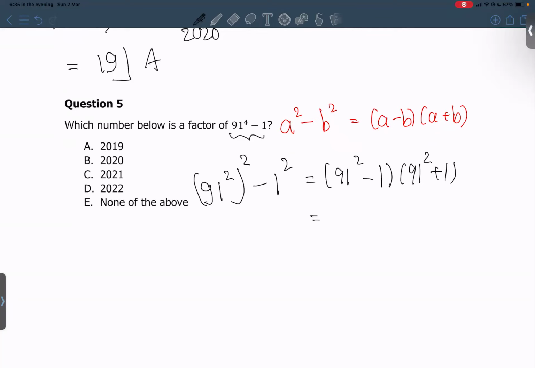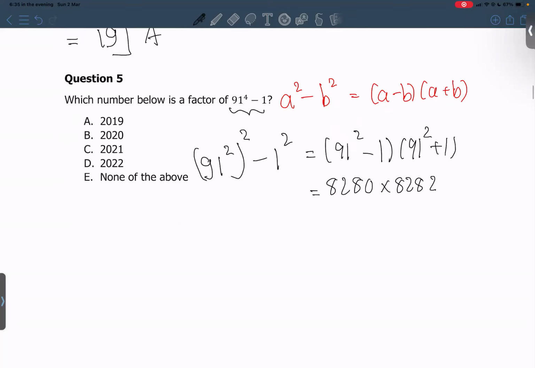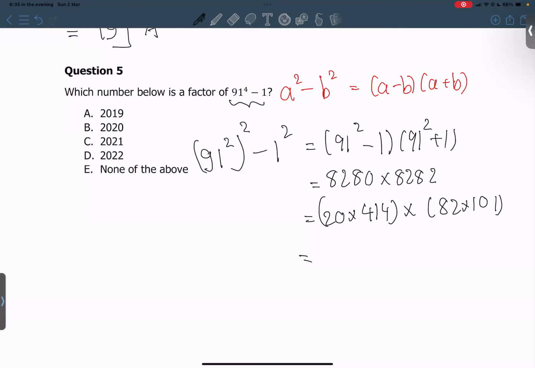And if you calculate 91 squared minus 1 and plus 1, you'll get 8280 times 8282. So from this, you can just find the factors of each. 8280, you'll get 20 times 414, and 8282, you'll get 82 times 101. So from this, you can just rewrite it all over again, but without the brackets.